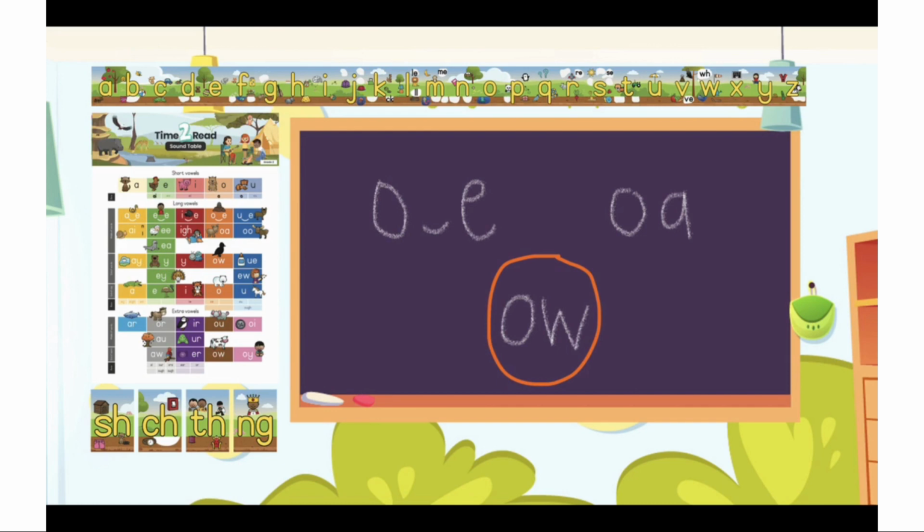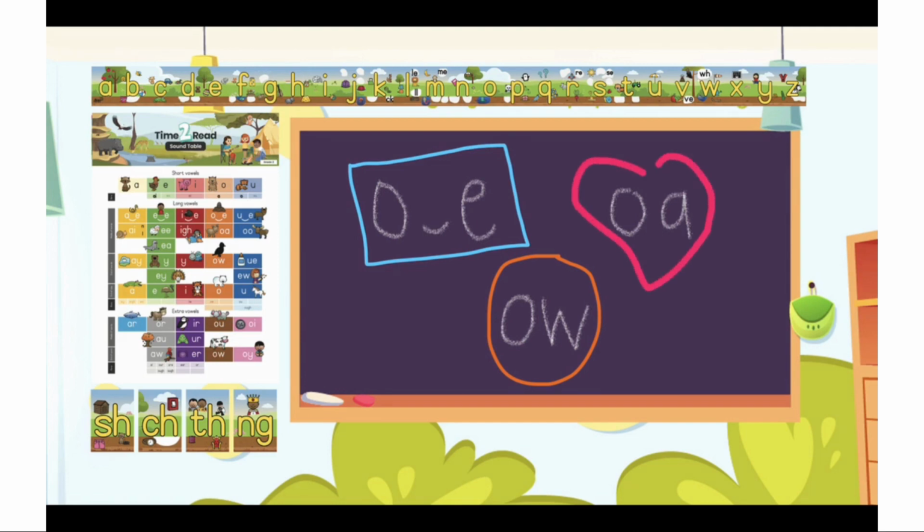Well done. Now I'm looking for the most common O in the middle of words. That's it. I wanted a square around it. And last, I want a heart around the other O that we find in the middle of words. Well done. Let's wipe our boards.